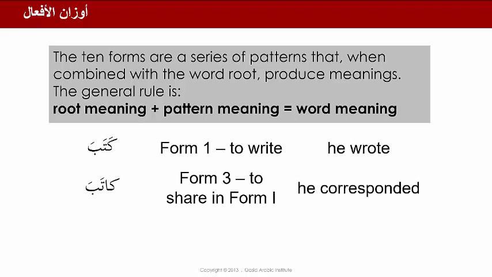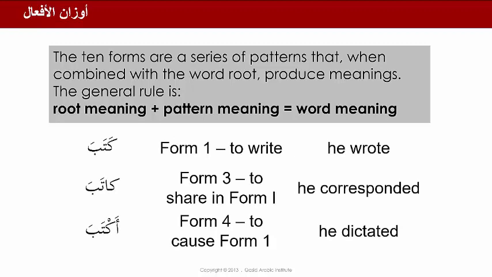Let's look at kataba. This is a form 3, fa'ala, and form 3 has a social meaning. So it means to share in form 1, socially. We can say kataba generally means in form 1 to write. So when a person writes to someone else, we could say he corresponds with that person. Here we have the past tense, fa'ala yufa'ilu, and so kataba means he corresponded. So you can see that these forms are, in a sense, speaking to one another.